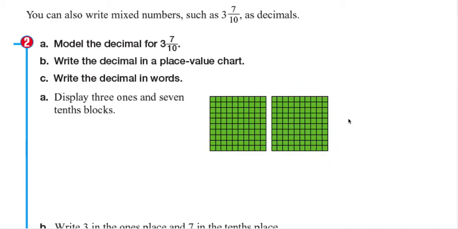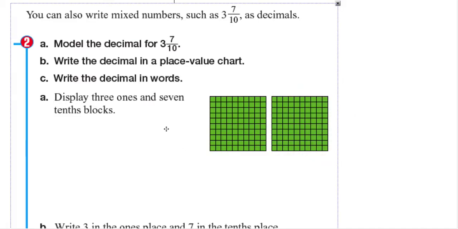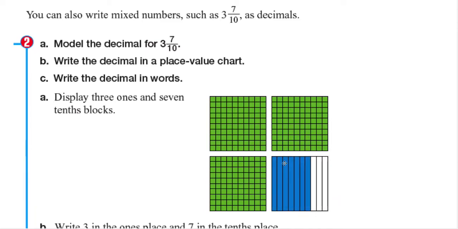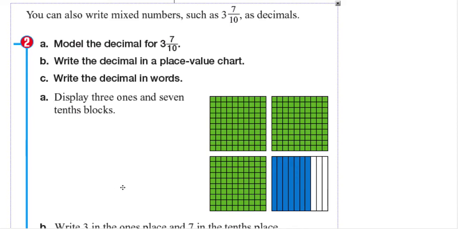2, 3, 1. There you go. So you have 3 ones, 3 whole blocks. That's what it means when it says 3 ones, 3 whole blocks, and 7 tenths blocks, meaning we simply shade 7 out of 10 parts of that block. And that's how we display 3 ones and 7/10.